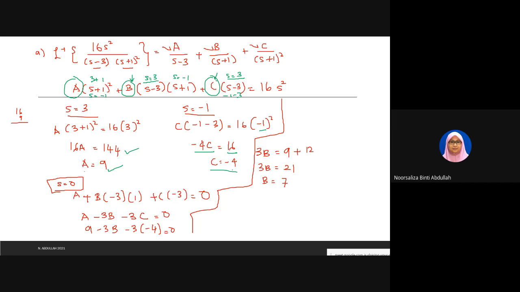Okay, so you have got A and C. To get B, it's impossible for you to use S equals to 3 or S equals to minus 1. Why? Because if you replace with these, B will be 0 for both values. Then you must use any other value to get B. To get B, you can use any value except 3 and negative 1.